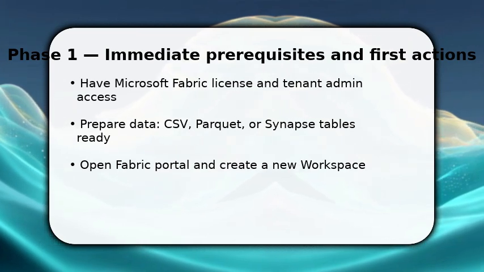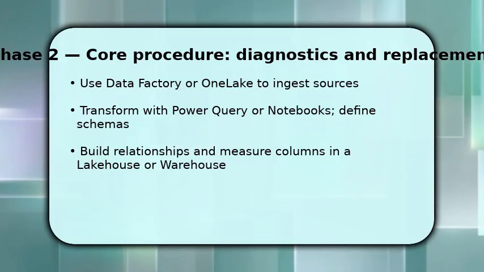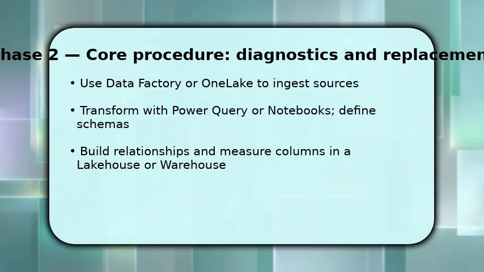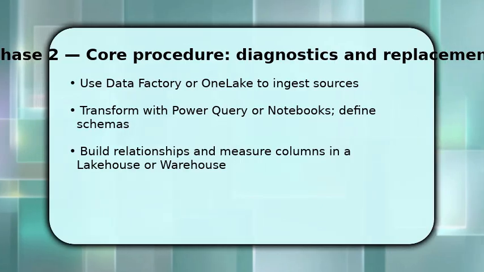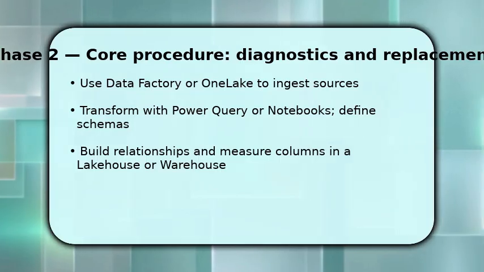Now ingest and shape your data. Use Data Factory connectors or Fabric's OneLake to pull sources in, then open Power Query for cleanups like types, splits, and filters. Once done, publish to a lakehouse or warehouse and define tables with clear schemas.